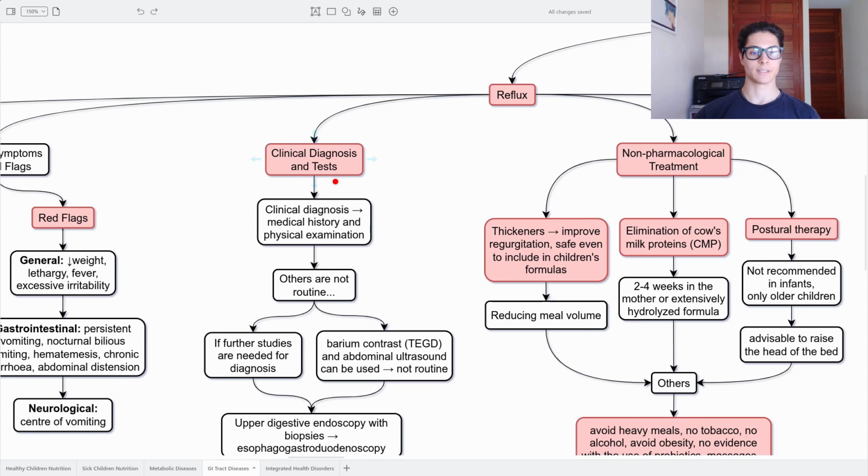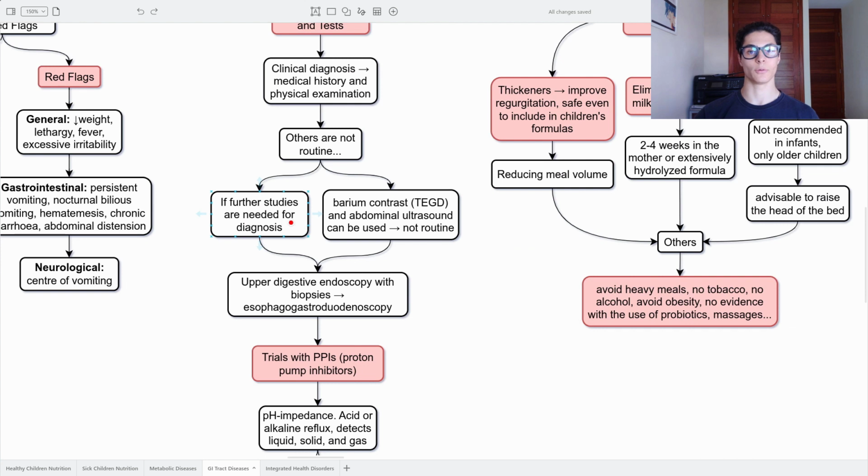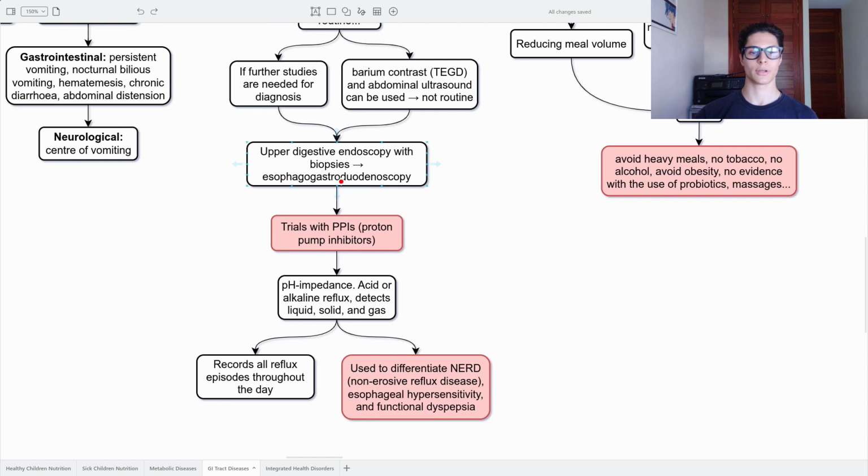Clinical diagnosis and tests. The clinical diagnosis is a medical history and physical examination. Again, remember the ABCD. Others are not routine. If further studies are needed for the diagnosis, we can use the barium contrast and abdominal ultrasound. And this one is very interesting. The upper digestive endoscopy with biopsies, which is called the esophago-gastroduodenoscopy. So from the esophagus to the gastric, to the stomach, to the duodenus, to the intestine.